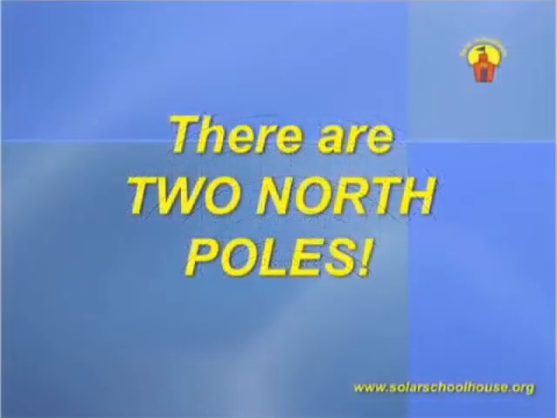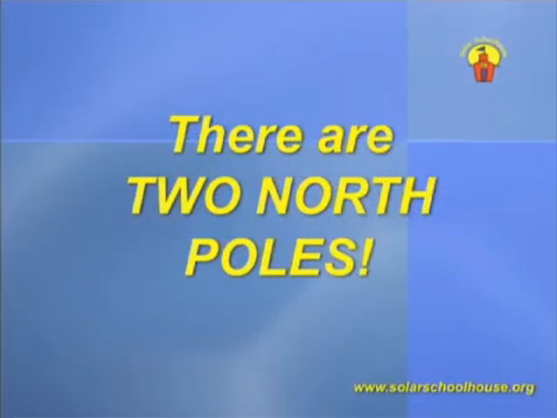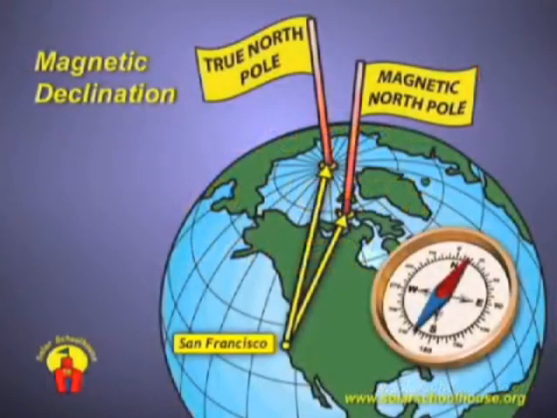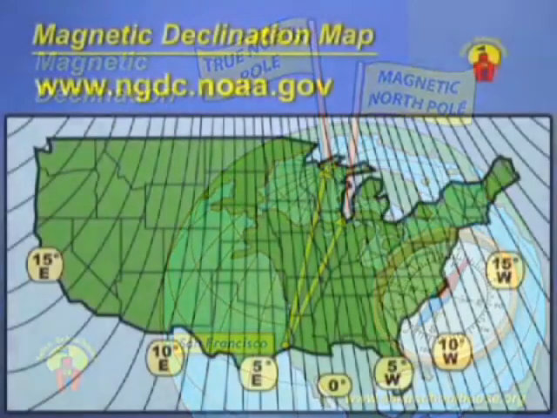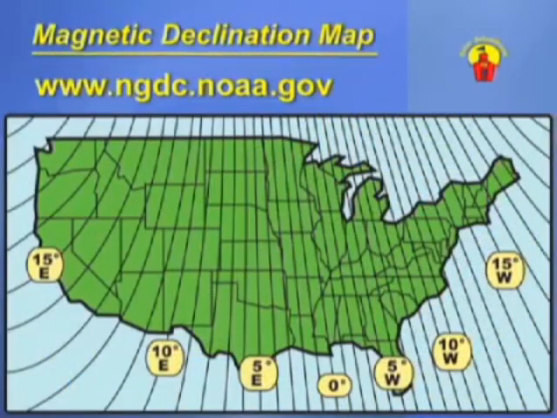There are actually 2 north and 2 south poles. A compass needle points to magnetic north, not true north. Magnetic north is a location in northern Canada. True north is one end of the axis around which the Earth rotates. The difference between true and magnetic north is called magnetic declination. The United States government has magnetic declination maps available online on the National Oceanic and Atmospheric Administration web address shown here. These maps are updated regularly because the position of the magnetic North Pole is slowly moving.